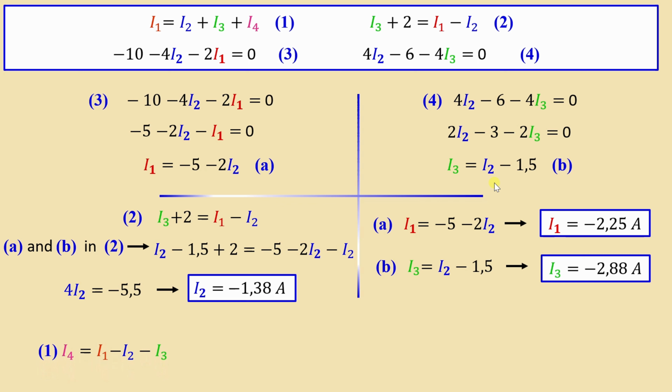We go back now to equation 1. We can rewrite equation 1: I4 is equal to I1 minus I2 minus I3. That means I4 equals negative 2.25 plus 1.38 plus 2.88. We finally obtain I4 is 2 amps.